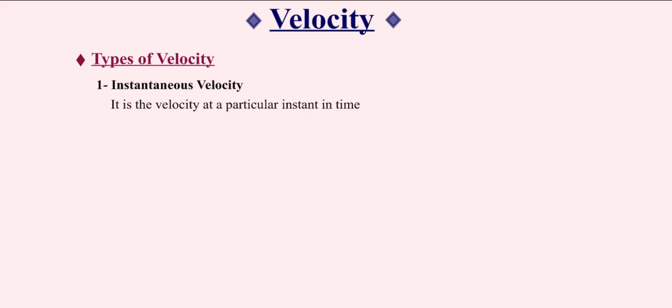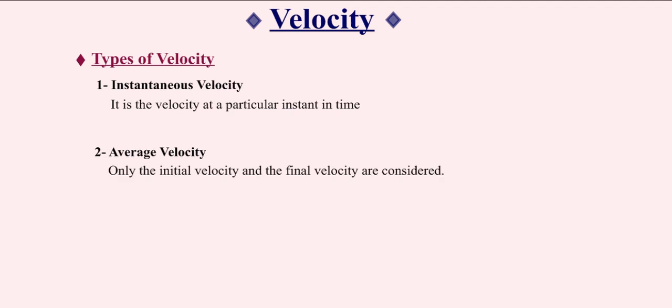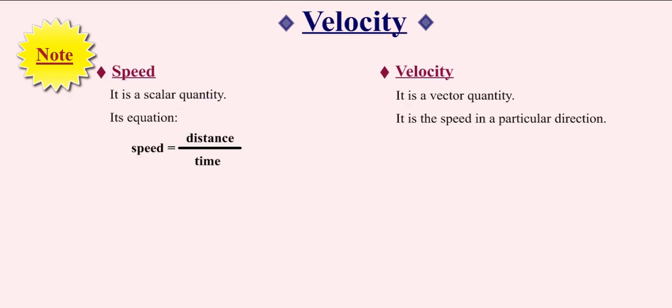The second type of velocity is the average velocity. We only need the initial velocity and the final velocity to get this average velocity. We noticed that the velocity and speed are similar in a lot of characteristics. So later when solving questions, if they ask us to get the velocity, we can use the speed equation. We only need to use the velocity equation if the direction is mentioned in the question.